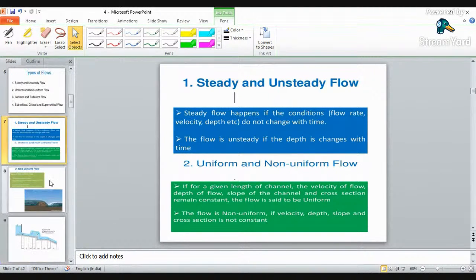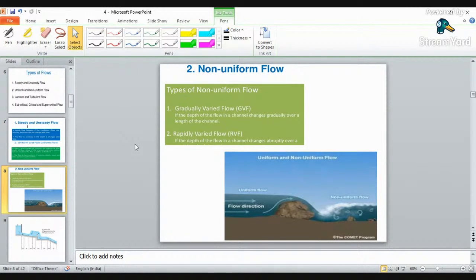Then we will move to the figure. Just observe this figure. What is happening? At the left hand side of the flow condition, there is a uniform flow. You can observe that it has a constant depth and a constant velocity, but suddenly there is an obstruction in the path of the flow. So what is happening? Suddenly, abruptly, there is a change in the velocity and the depth. Also, there is a change in the slope of the bed.